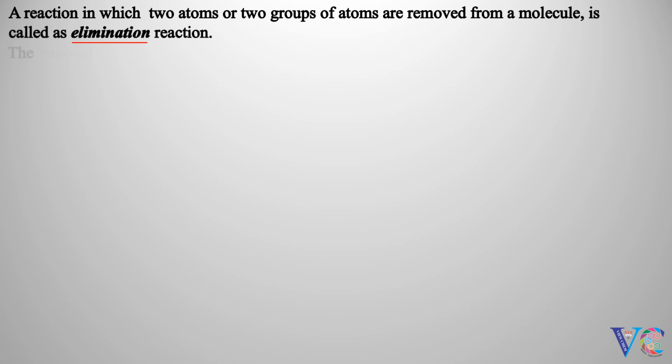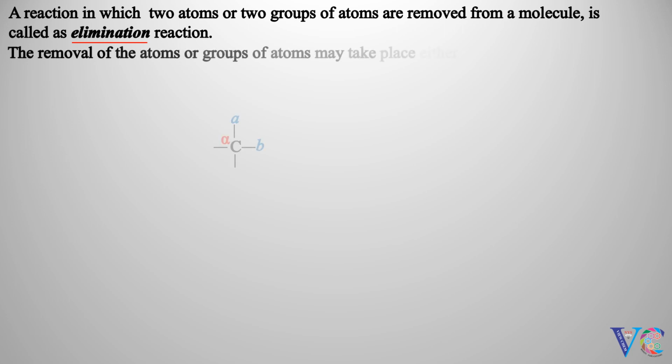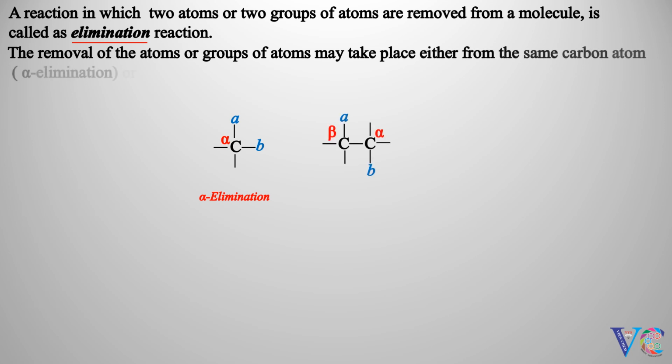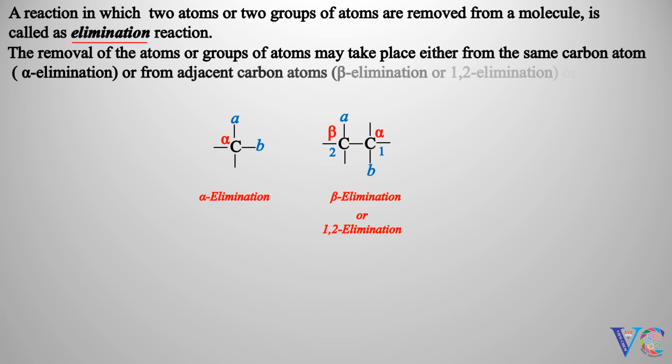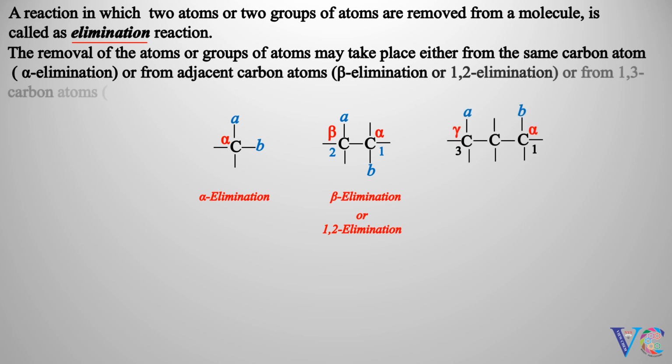The removal of the atoms, or groups of atoms, may take place either from the same carbon atom, alpha elimination, or from adjacent carbon atoms, beta elimination, or 1,2 elimination, or from 1,3 carbon atoms, gamma elimination, or 1,3 elimination.